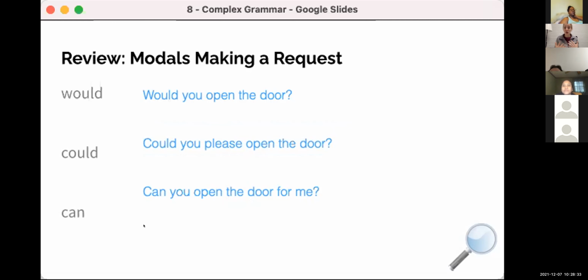So we can express a lot of meaning, not just in the modal that we choose, but also in the sound of our voice and how we interact with other people. That's true all the time, but when making a request, I think it's especially true.